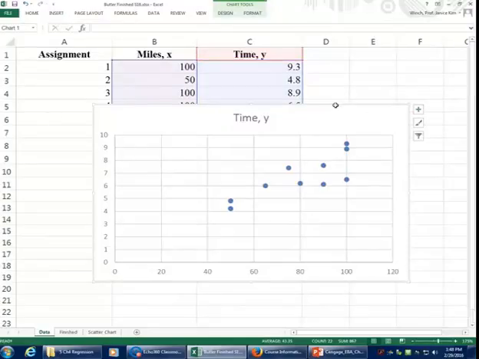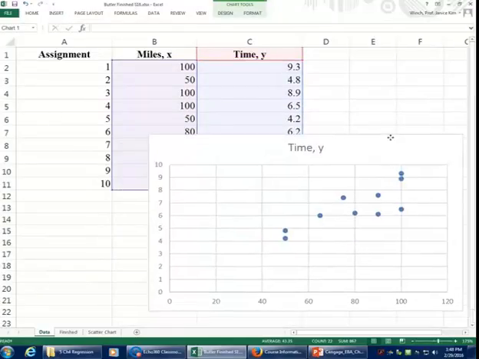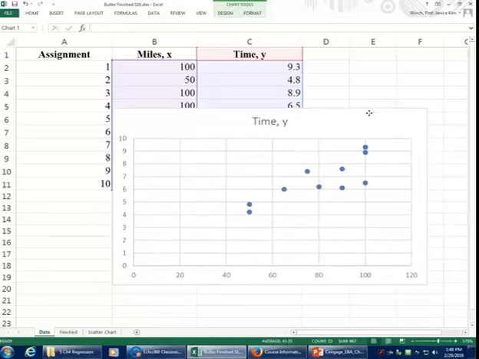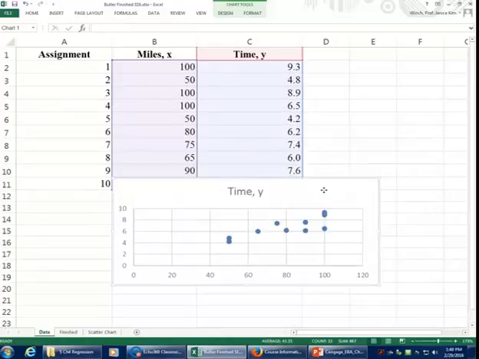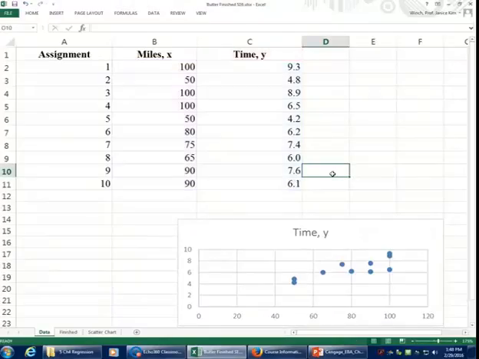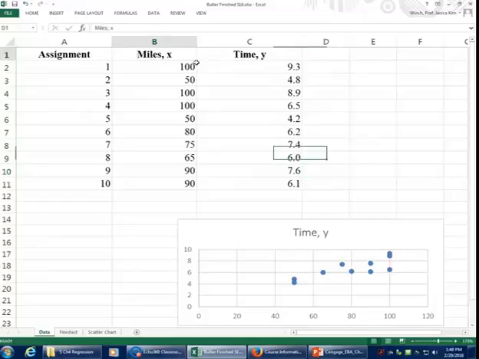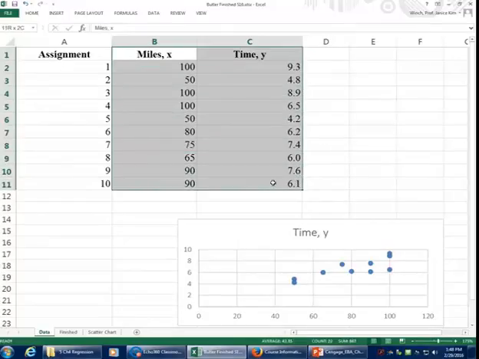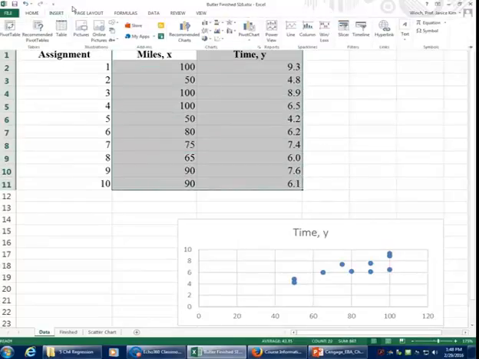Okay, now compare this to something like this. Some people don't really know how the scatter chart works. So when they're asked to plot data like this, they might just use a line chart. So let's see what happens when we try to use a line chart. So I'm going to take these, and then we're going to plot a line chart.